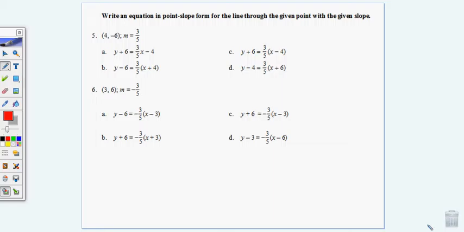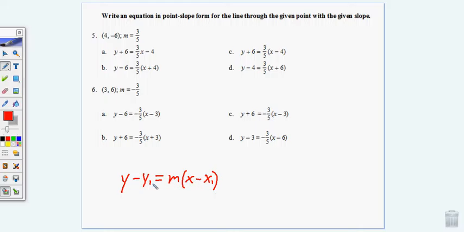For 5 and 6, we need to write an equation in point-slope form for the line through the given point with the given slope. So they give us a point, they give us a slope. One thing we need to recall is what is our point-slope form. It looks like this. We have our output minus y1, which is a point, and then we have our slope times x minus x1. Okay, this is something we need to remember.